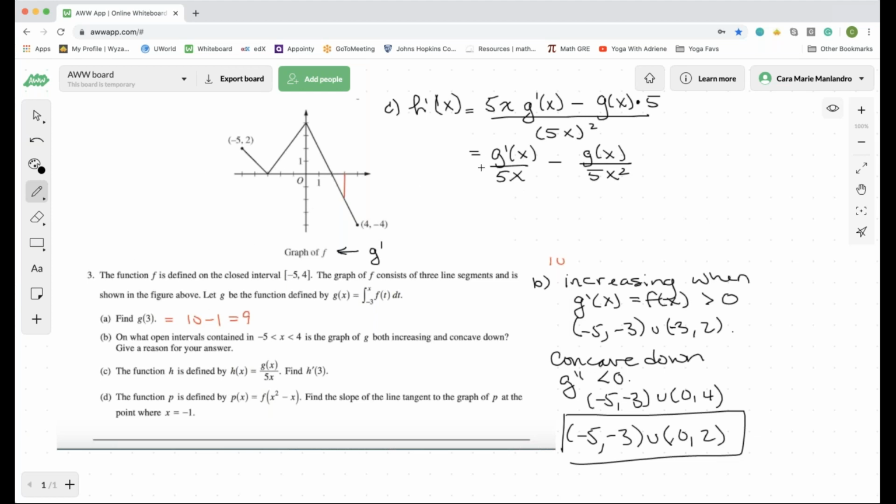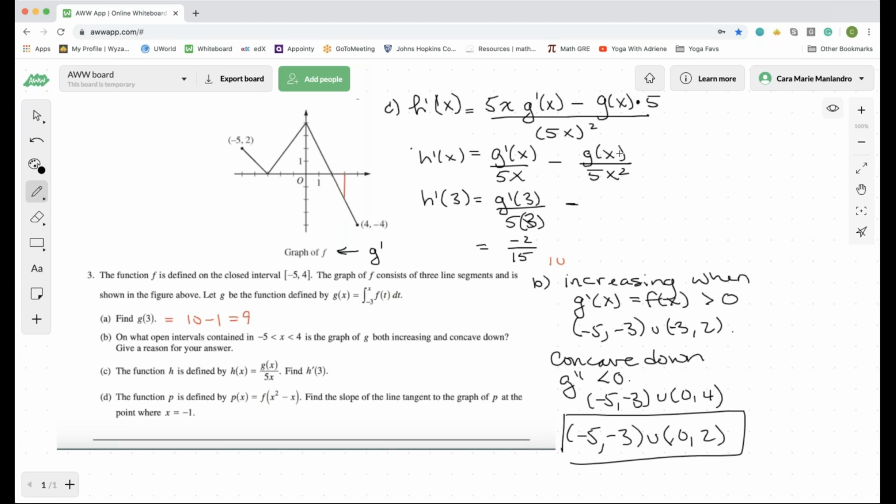Okay, so now we're going to go ahead and plug in my 3. So h prime of 3 is equal to g prime of 3, which I can just read off of the graph. Okay, so g prime of 3 is -2. All right, so -2 over 15.